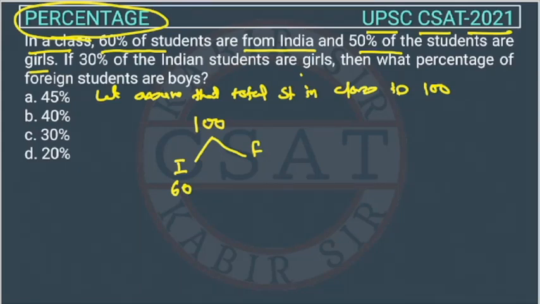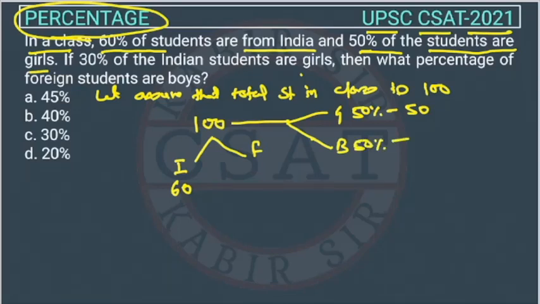Now from India, and 50% of the students are girls. So out of this 100, they have divided this 100 into boys and girls also. How many girls and how many boys? 50% are girls. 50% girls means 50 are girls. So boys will also be 50%. So these are 50. Okay.